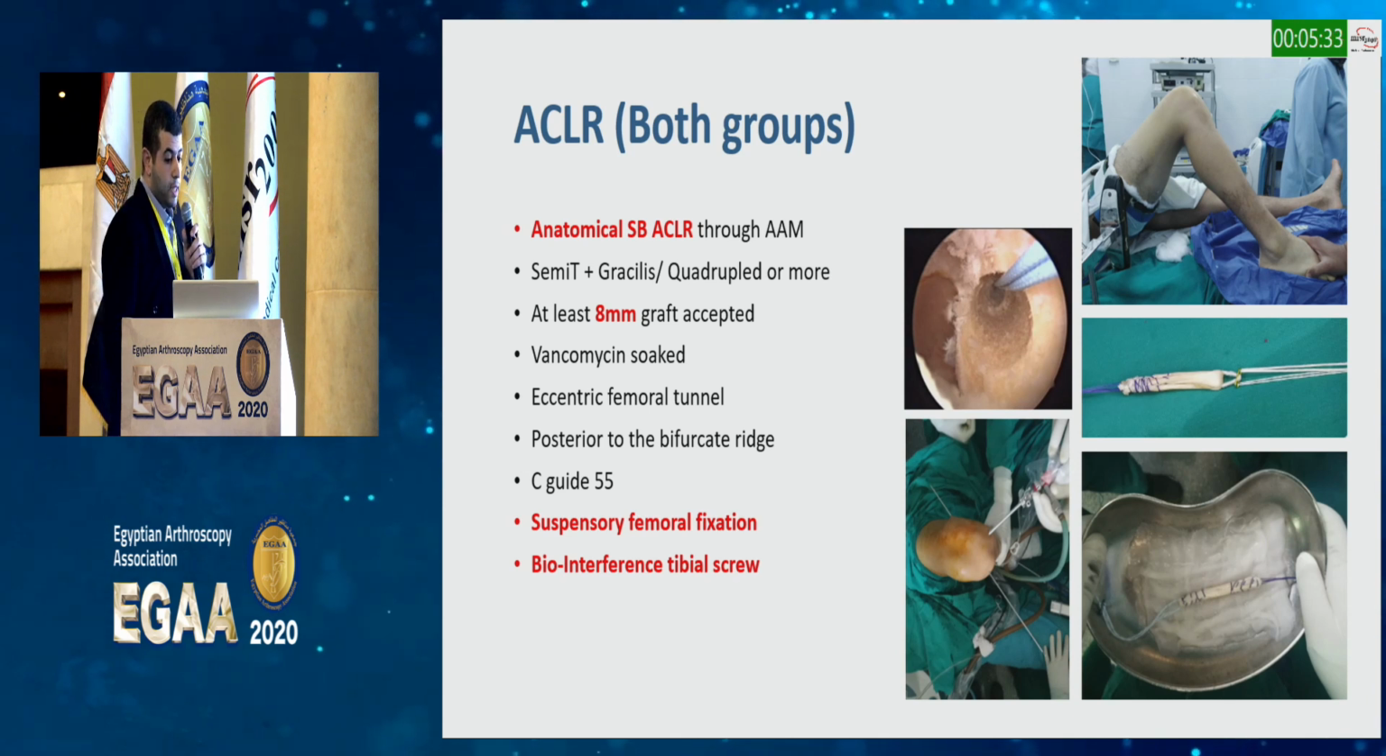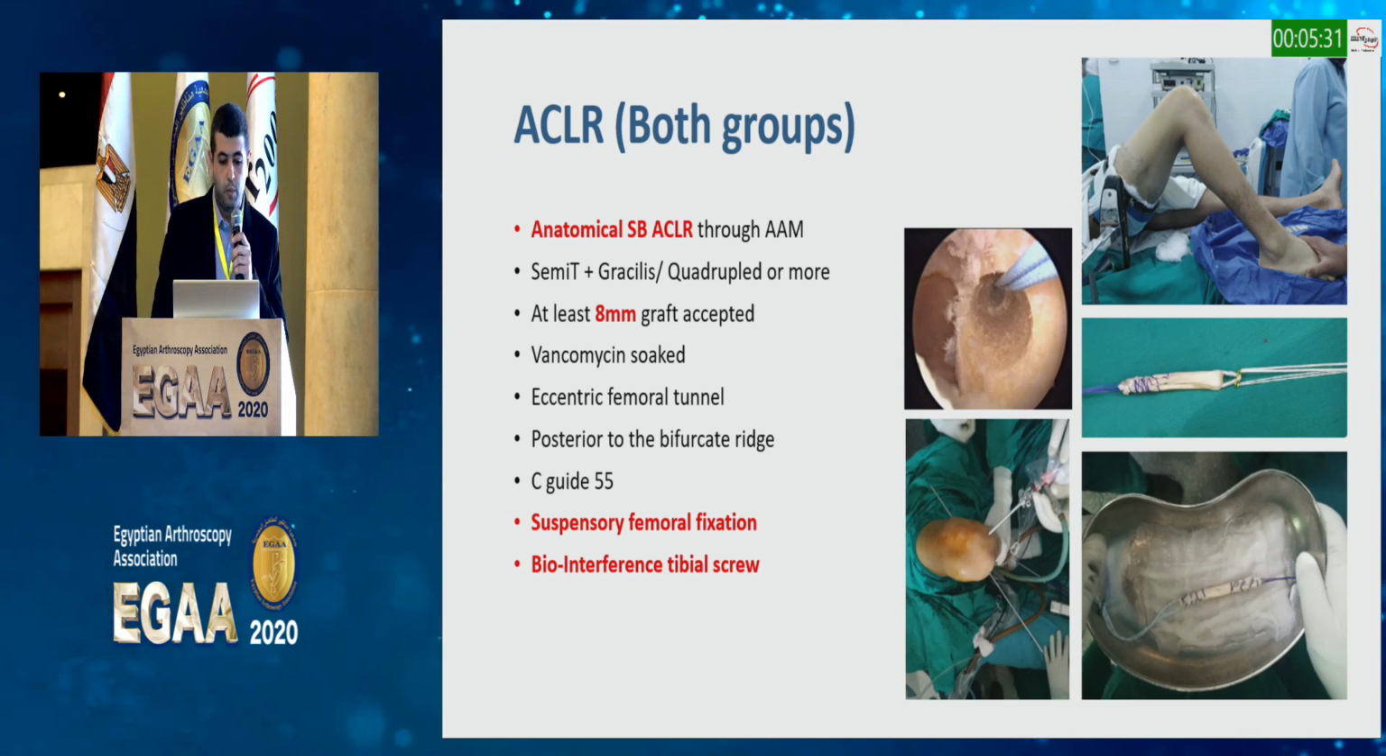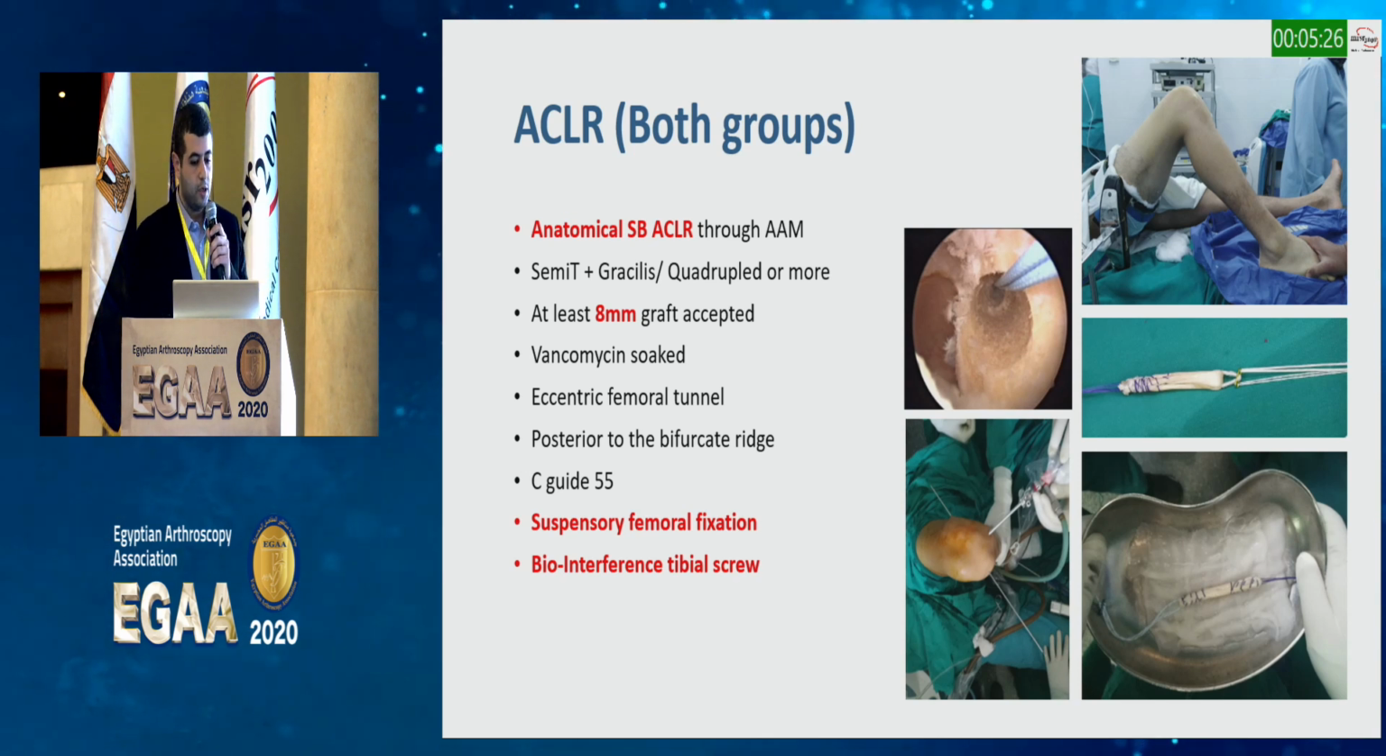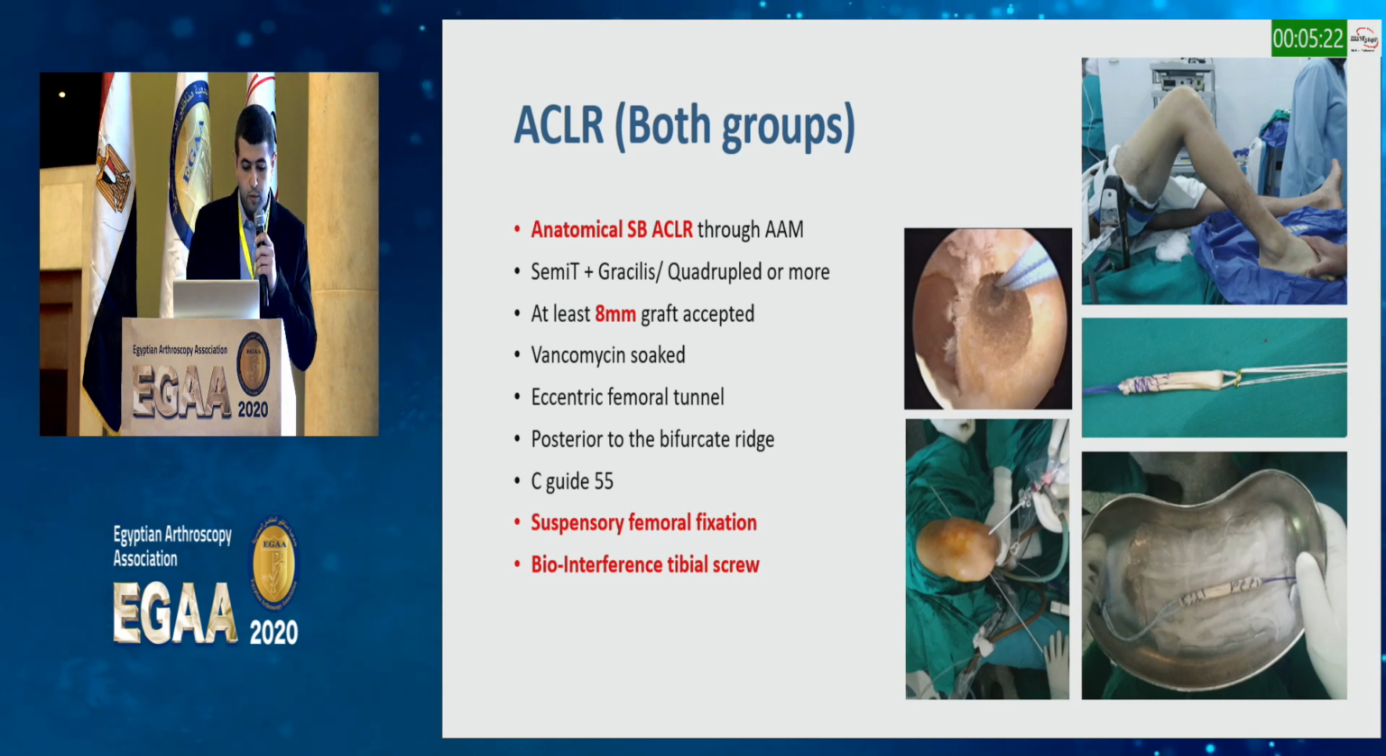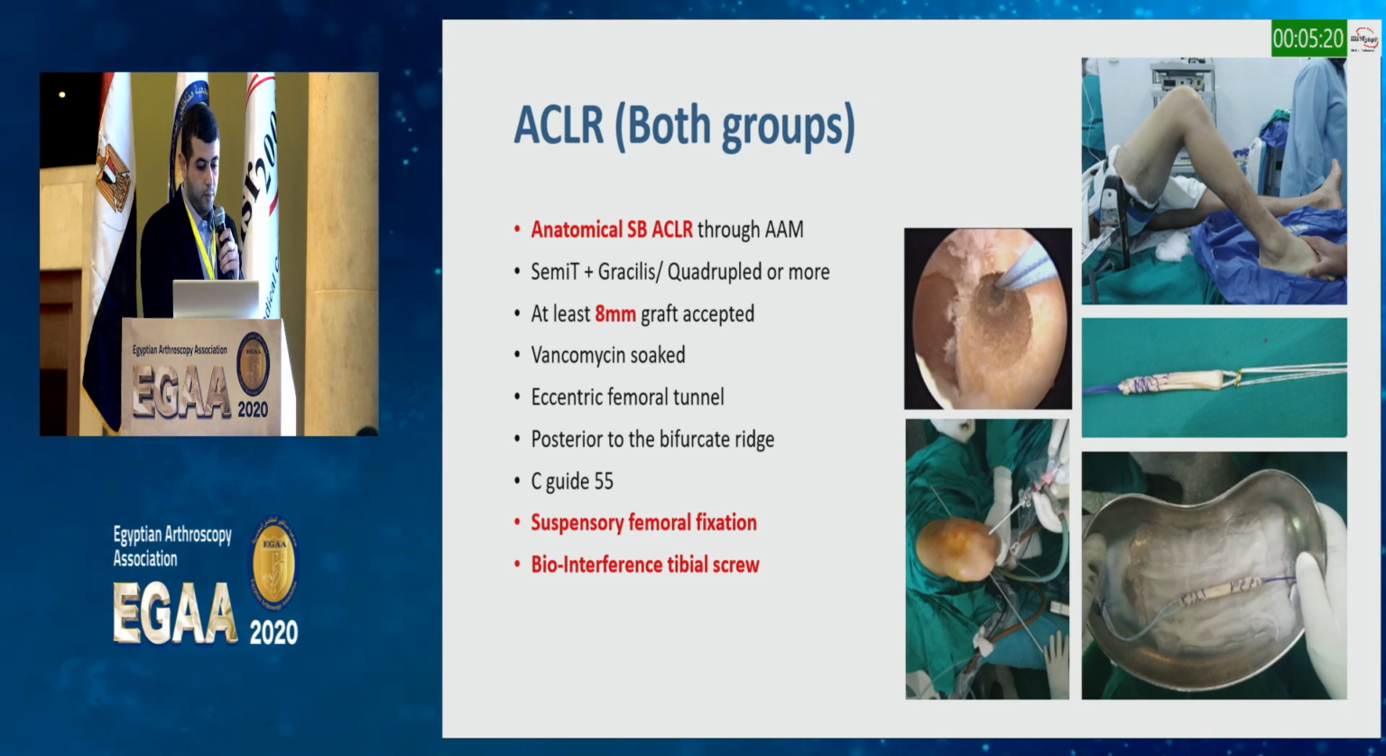In both groups, we did ACL reconstruction. We did anatomical single bundle ACL reconstruction through an accessory anteromedial portal using semitendinosus and gracilis. The least accepted graft was 9 millimeters. We used a suspensory femoral fixation and a biointerference screw for the tibia.